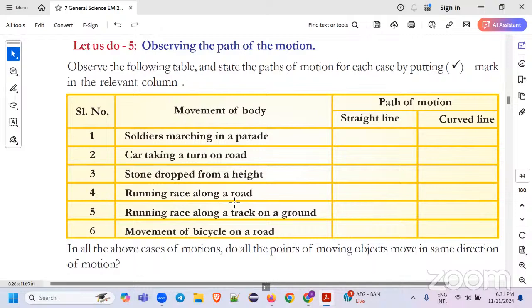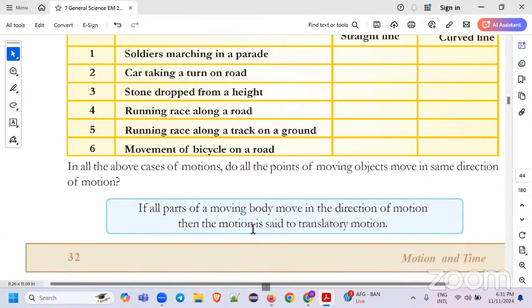Running a race along a road. I don't know whether it is a straight road or a curved road. If it is a curved road, it's a curved line, and if it is a straight road, it has a straight line. We cannot tell which is correct. A running race along a track on a ground: certainly, it will be a curved line. In a track, it will be in a circular or elliptical way. Movement of a bicycle on a road can be in any of the directions.